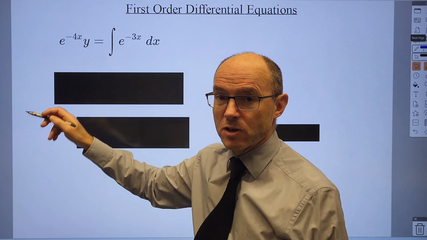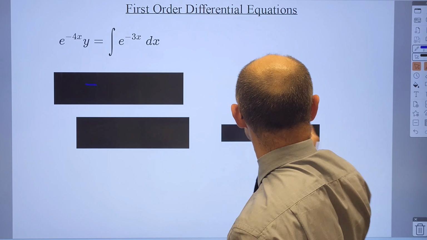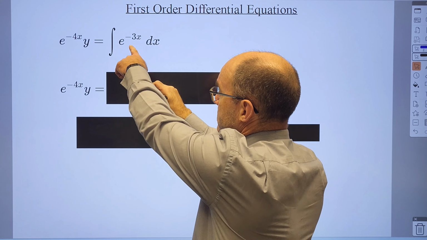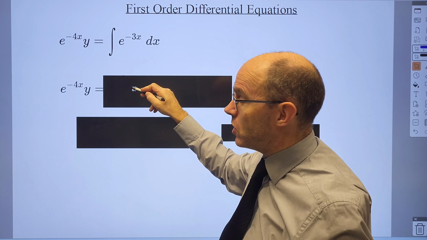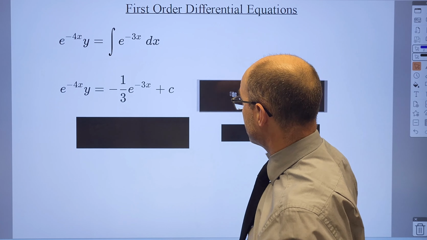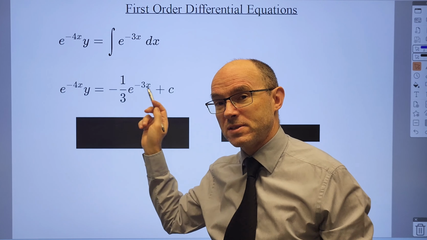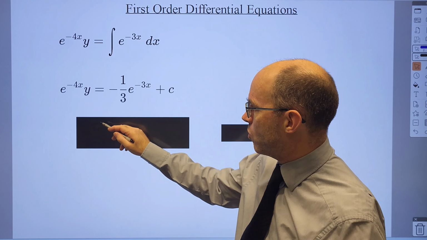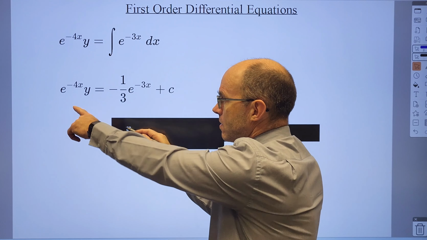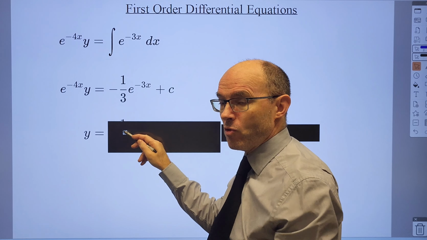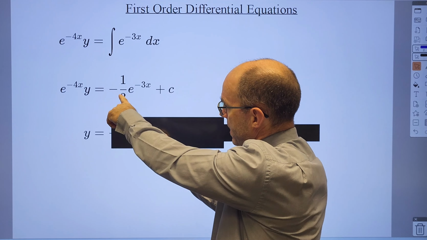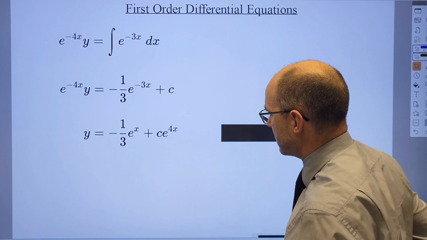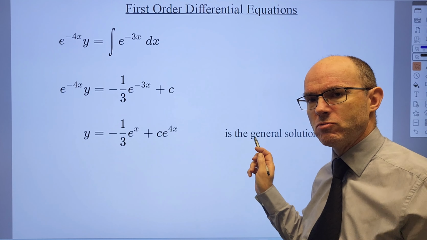So the left-hand side just stays as it is, e to the negative 4x multiplied by y, and then integrate this. That's going to be negative a third e to the negative 3x. And then don't forget the plus c, the constant of integration. Sometimes you're asked to write the answer in the form y equals something. So if you do that, multiply both sides by e to the 4x. And so this bit here will become negative a third e to the x, and then plus c e to the 4x. And this is what we call a general solution.